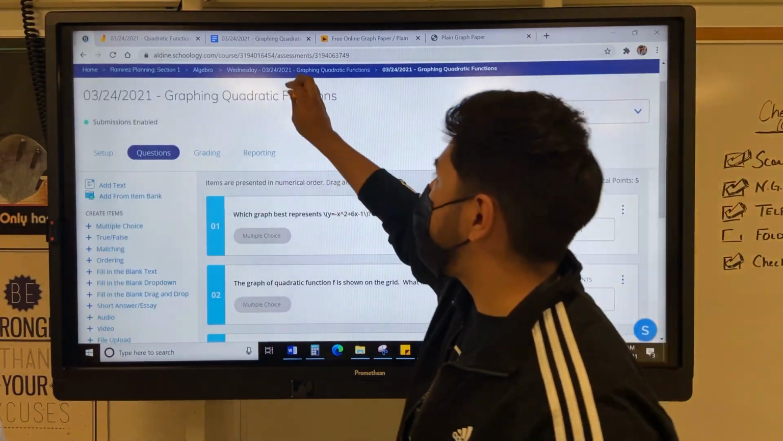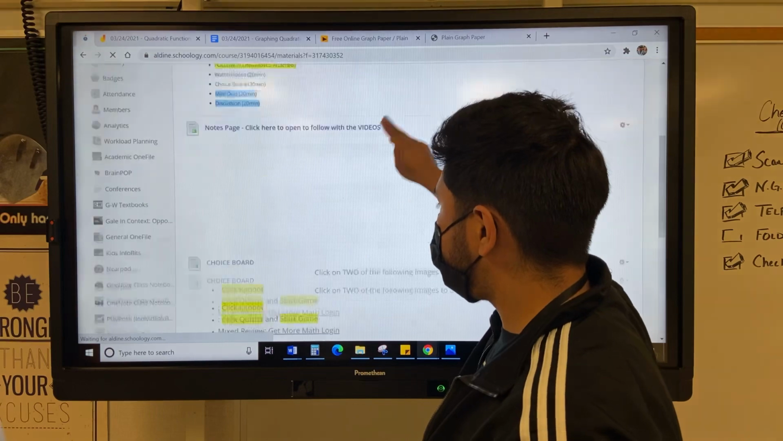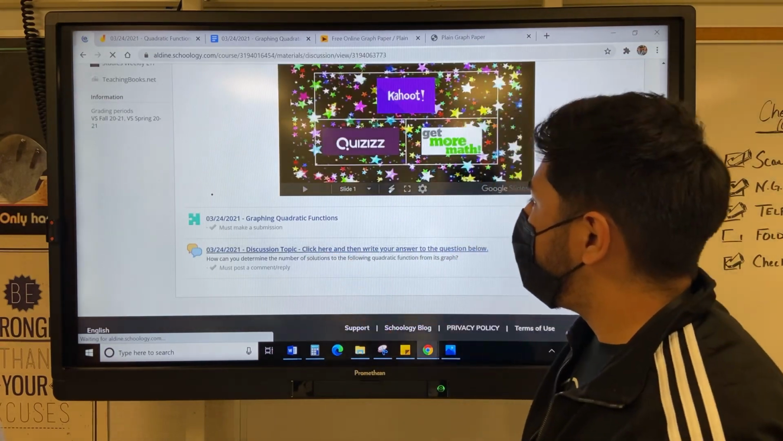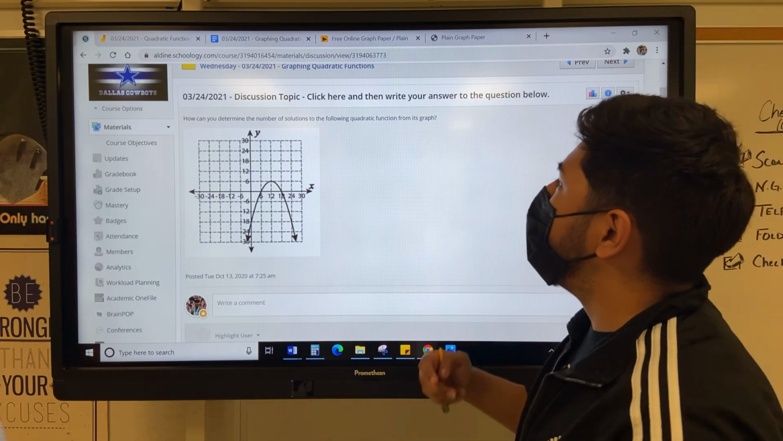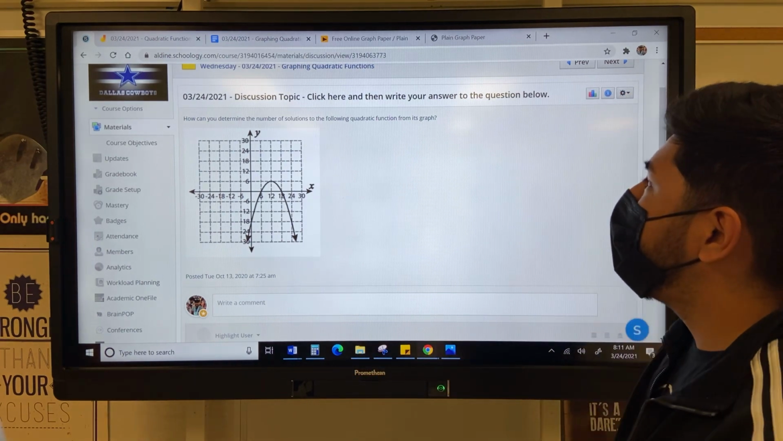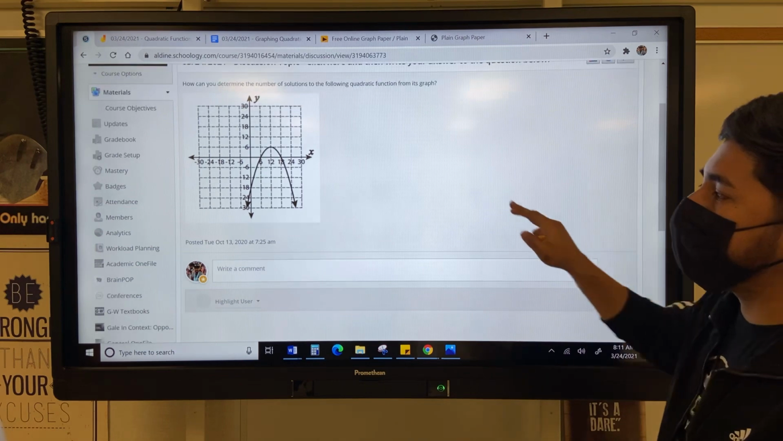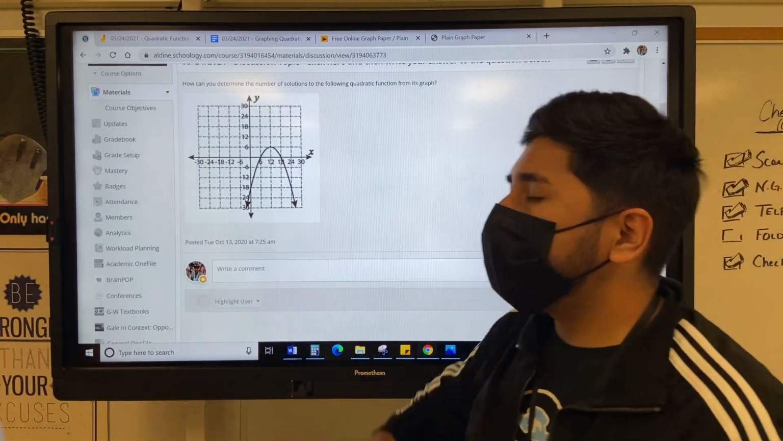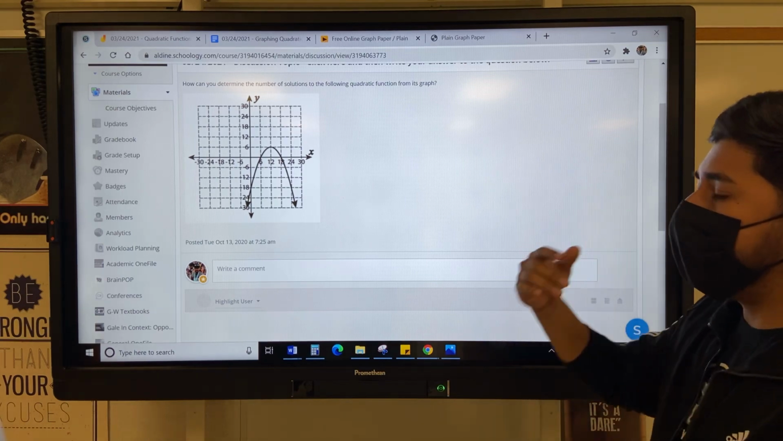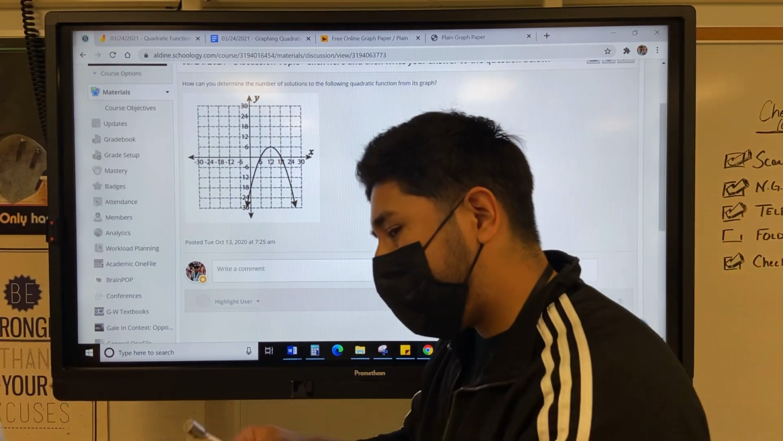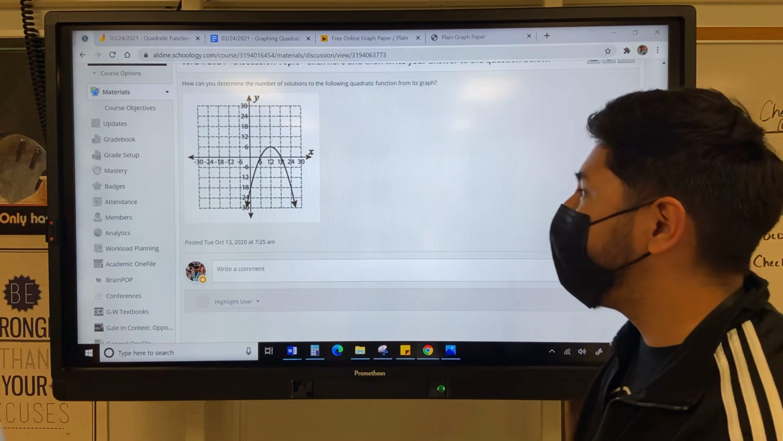Let me go back to the discussion real quick. How can you determine the number of solutions to the following quadratic function from its graph? So I gave you a graph. How are you deciding how many solutions there are? Please give me your thoughts. I do read this. For the people that are not doing it correctly, you are getting 0, so be very careful.